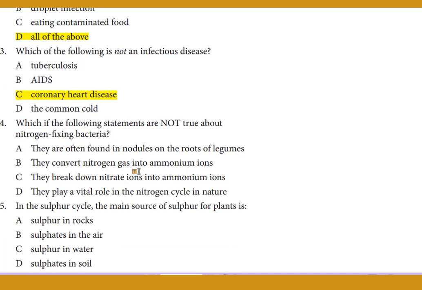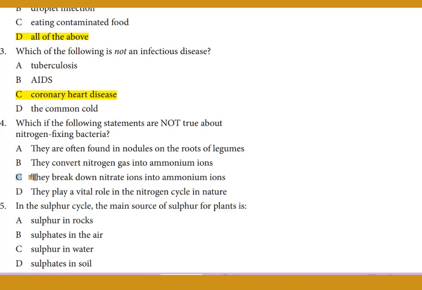Question number four. Which of the following statements is not true about nitrogen-fixing bacteria? A, they are often found in nodules on the roots of legumes. B, they convert nitrogen gas into ammonium ions. C, they break down nitrate ions into ammonium ions. D, they play a vital role in the nitrogen cycle in nature. The answer is, they break down nitrate ions into ammonium ions.